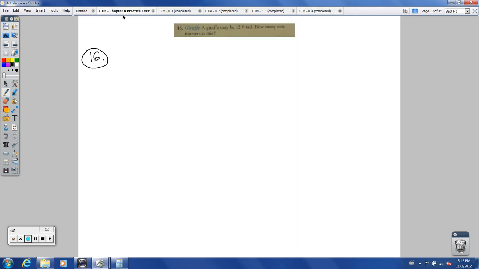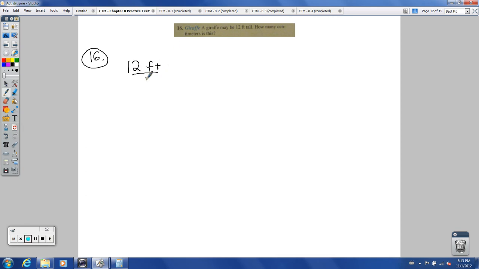Kind of disappointed in the book that they didn't give us one where you had to do multiple conversions, but you can go back to the lesson on 8.4. Plenty of examples that I did in that lecture would help remind you of how to do ones with multiple conversions that had to be made. So a giraffe may be 12 feet tall. So we're going to say 12 feet. That's what we're starting with.